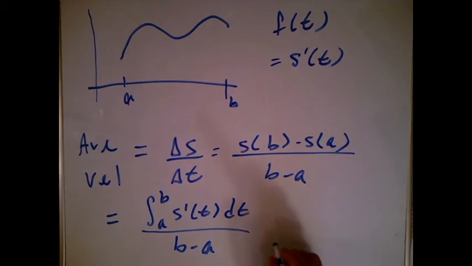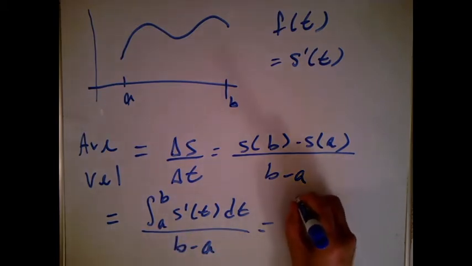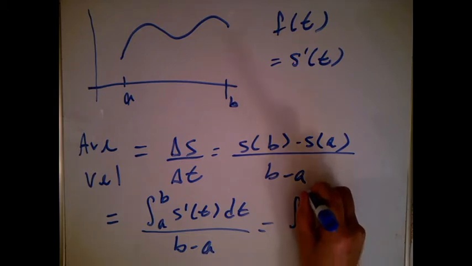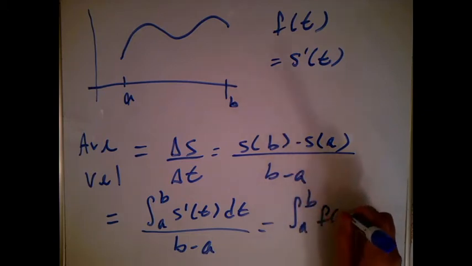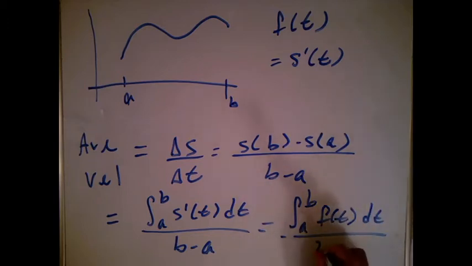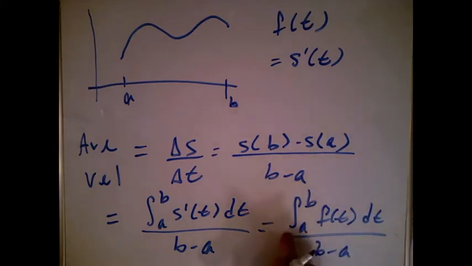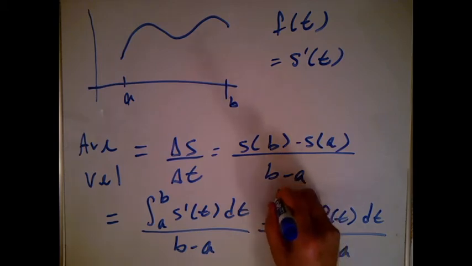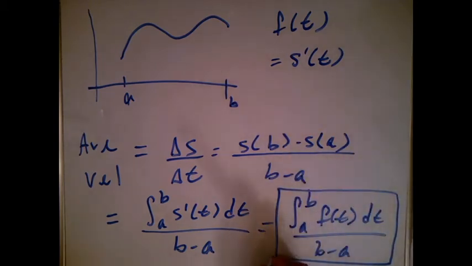We're almost there. Remember, we started out with the function f of t. I interpreted it as a velocity so I could come up with something. But now I'm going to plug back in and say, look, s prime was just our original function. And so what we're going to get is just the integral of the function divided by b minus a. So this is actually going to be the definition of the average value.